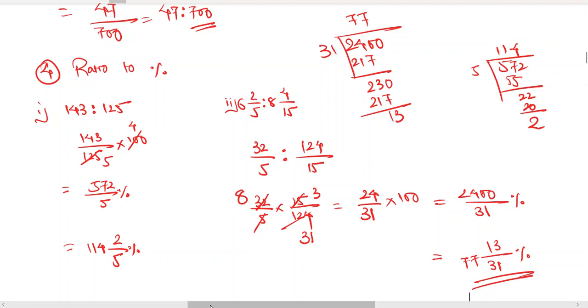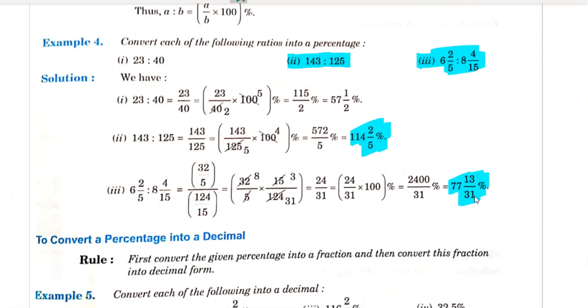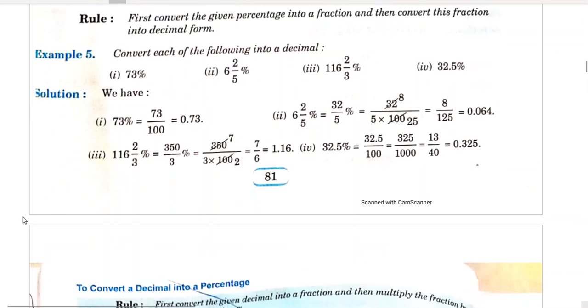Let's check what is the correct answer. Our answers are 114 2 by 5% and 77 13 by 31%. Perfect. Look at the answers. So no matter how difficult the calculation part is, if you are following the method properly, you should get the correct answer, right? Let's go to the next question.